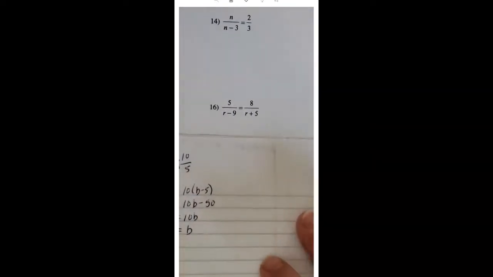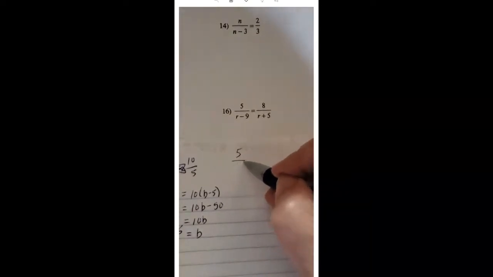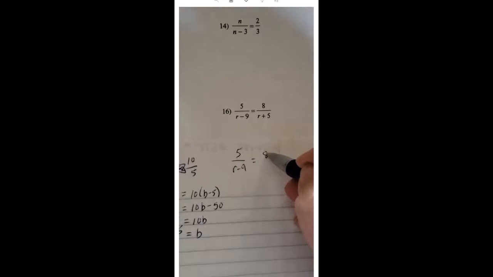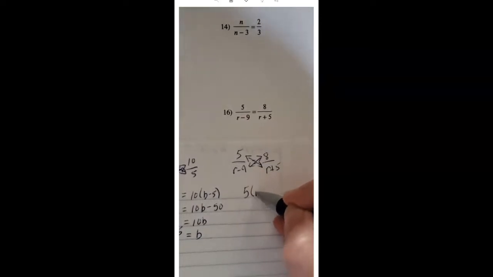Number 16 has two binomials in it, not just one binomial. So then we're going to have 5 over r minus 9 is equal to 8 over r plus 5. Again, cross multiply. And I'm going to write them again just so that you can see that I am using my distributive property. I'll write it down without the distributive property as an equal sign. Use my distributive property. And solve that for r.